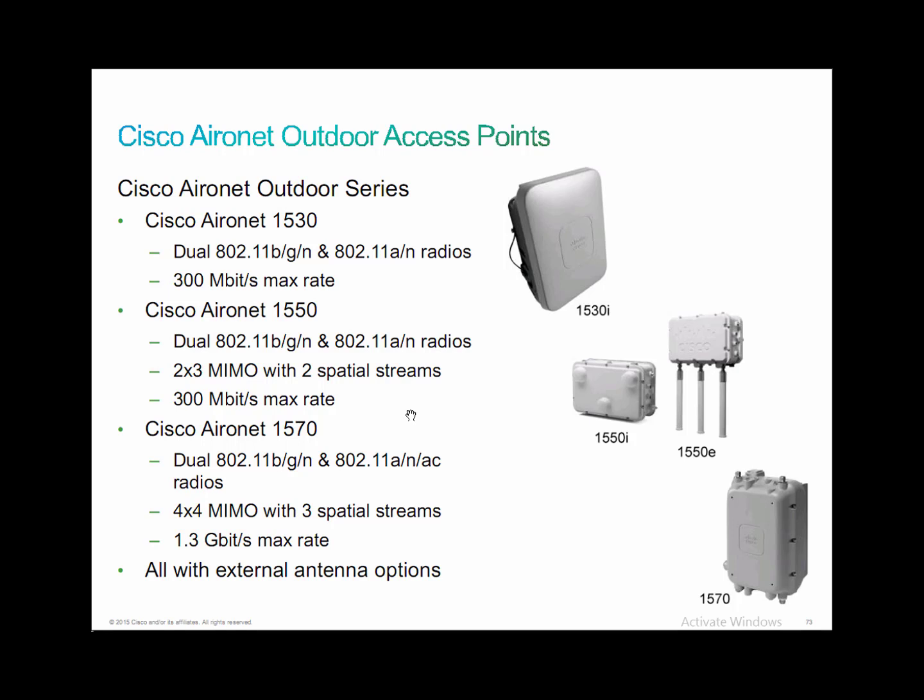The 1550, definitely designed for outdoor access, typically going to be used in a mesh environment. You can kind of see the antenna bubbles on there. Those represent the antennas themselves, but 2x3 with 2 spatial streams, 20 and 40 megahertz wide channels, 802.11n. Again, designed primarily for outdoor mesh environments.